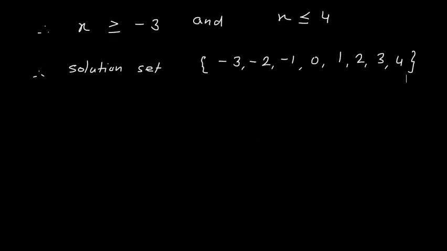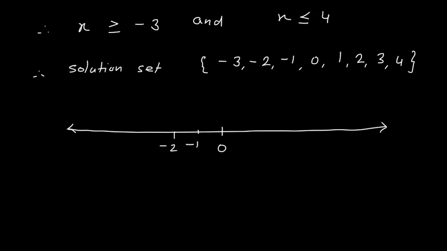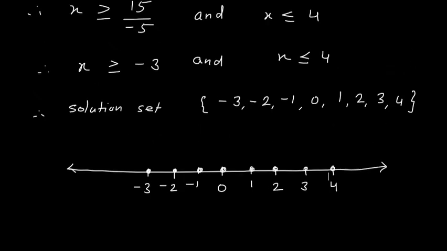And if I have to represent it on number line, then I will draw a number line. Here I will show 0 mark. Then here I have −1, −2, −3. Here I have 1, 2, 3 and 4, and I have to show it on number line, so this is my solution set. I will show it like this. This is a representation of the solution on number line.